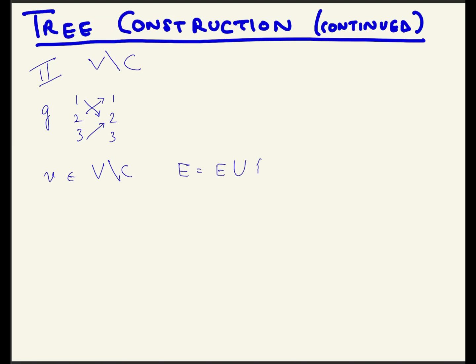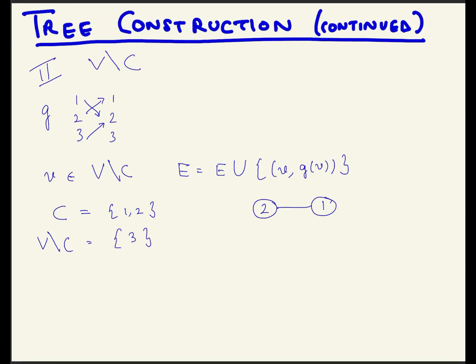So what we'll do is we'll draw an edge between a vertex V in the set and its image under G. And let's see what this graph looks like for this example. So in this case, C is equal to 1, 2, and then we can create this path doubly rooted tree out of C. So it just has two vertices, 2 and 1, where 2 is root 1, 1 is root 2. And now let's look at the only other vertex, which is 3. So what we'll do is we'll draw an edge between 3 and G of 3, which is 2.